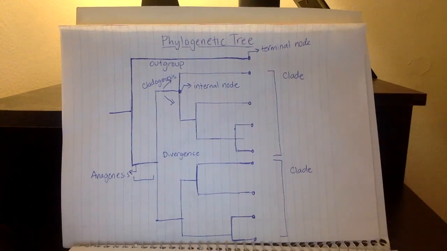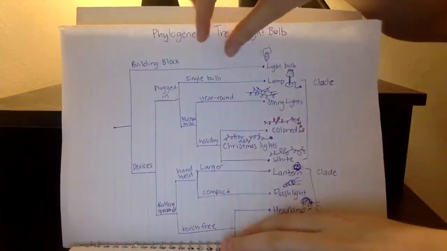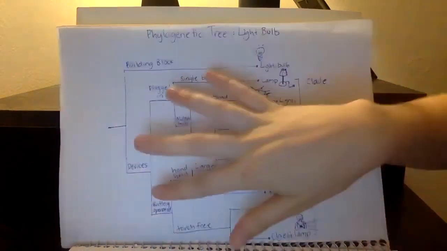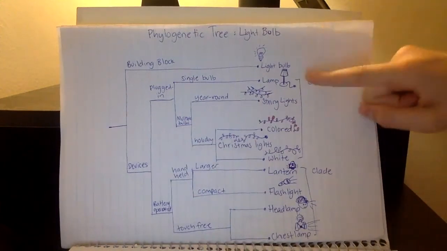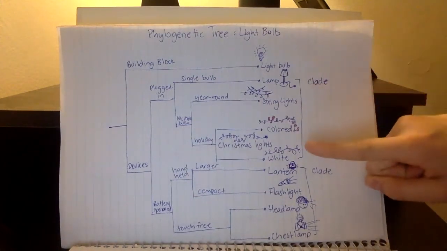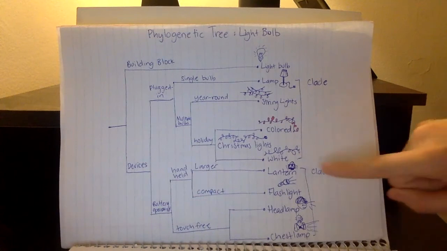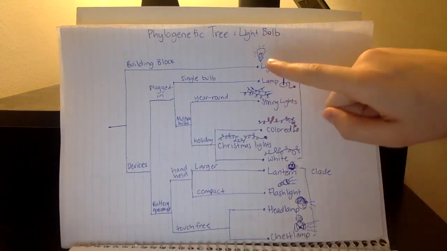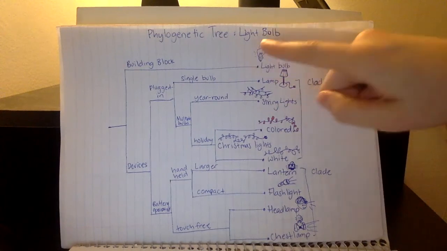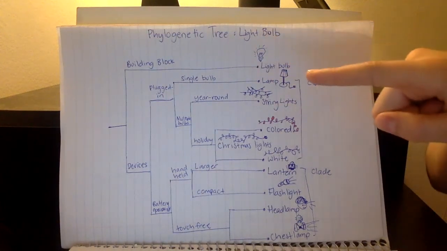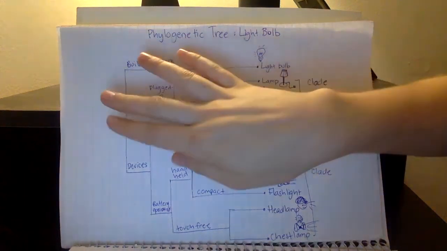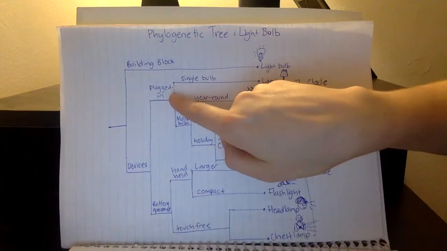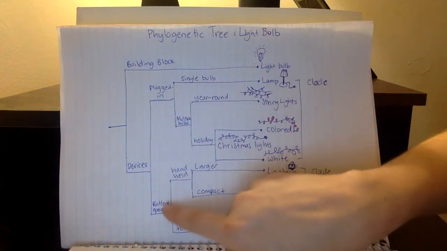Now here's an example of a rooted phylogenetic tree. This shows the inanimate object of a light bulb and light devices. We have the light bulb, lamp, string lights, colored lights, Christmas lights, white lights, lanterns, flashlights, headlamps, and chest lamps. The light bulb is the first one, and it is the outgroup, and it branches off from the building block into all of their devices. The devices diverge into plugged-in and battery-operated devices.